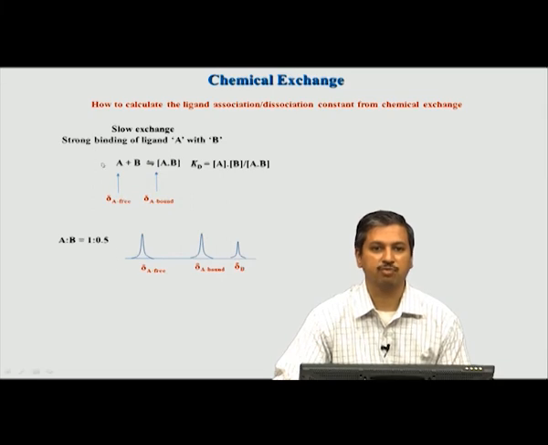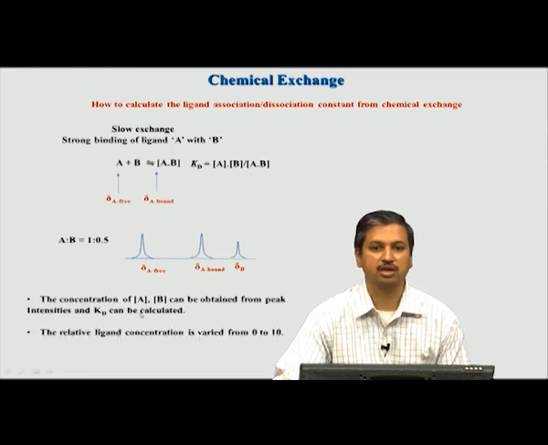Why? Because A is free, and B is also a proton, so you will have a free B, that is shown here, and a complex which will have a bound form. So, based on the intensity, the concentration of A and B can be obtained, because the intensity of the peak, remember in NMR, is directly proportional to concentration. We have seen this in the theory part of the course. So, intensities or area under these peaks are directly proportional to their concentration.